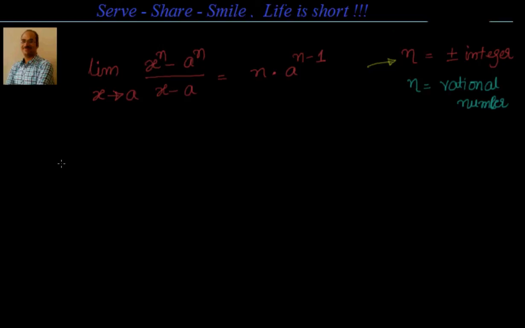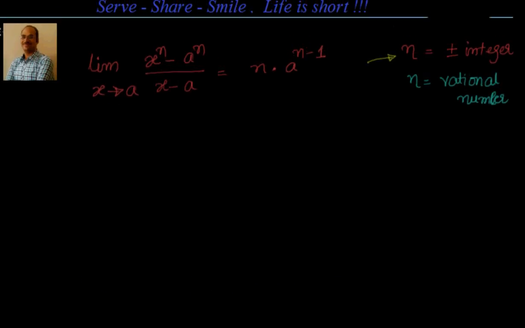So I'll just go ahead and do one simple problem with respect to rationals. Let us say limit x tends to a, x to the power of 2 by 7 minus a to the power of 2 by 7 by x minus a. This is what is given to us.